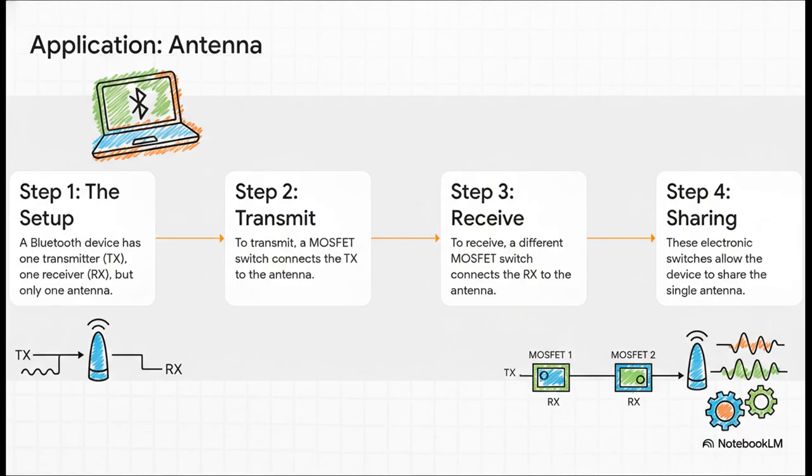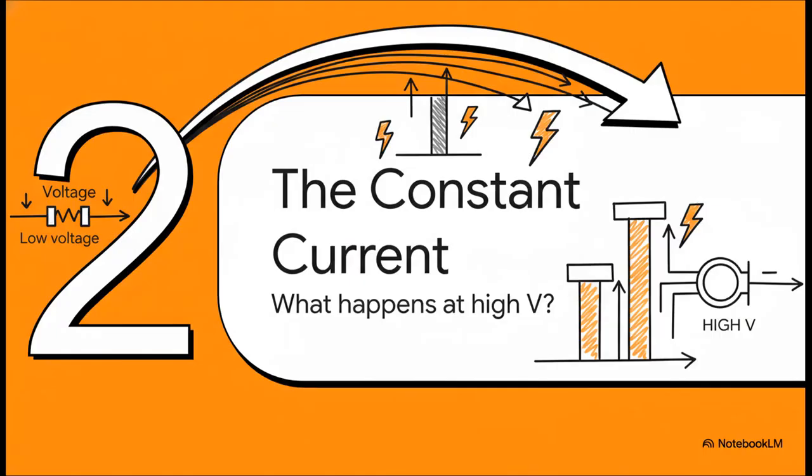Think about the Bluetooth chip in your laptop. It has one transmitter and one receiver, but only one antenna. So how does it share? With two tiny MOSFET switches. To send data, one switch flicks on, connecting the transmitter. To get data, that one flicks off, and the other one flicks on, connecting the receiver, all happening billions of times a second. Okay, so at low voltages, it's a resistor.